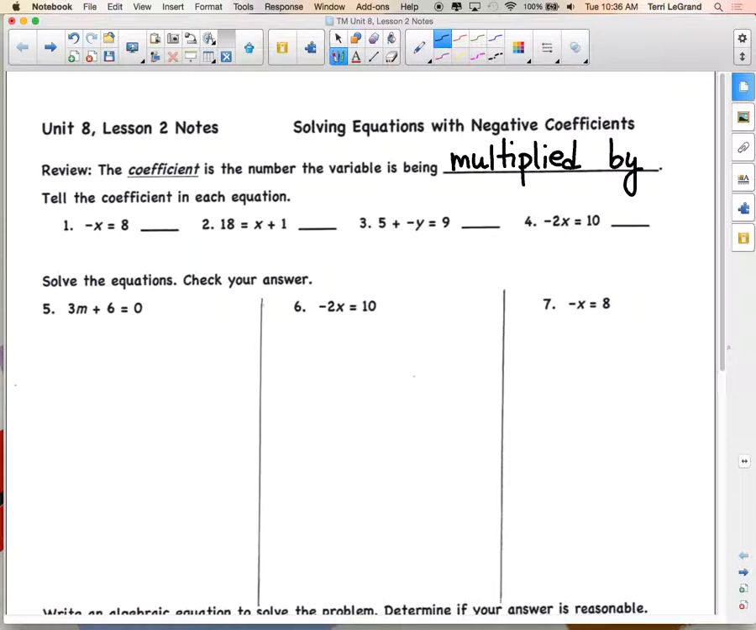So when we are looking at the variable term in an equation, that coefficient is an important piece. And so we have to be able to recognize it and say, what is that coefficient? So in the first 4 problems here, we're not going to solve these equations. We're going to tell the coefficient in each equation. So based on that definition, I would like you right now to see if you can fill in those 4 blanks. It's going to be a number, the number the variable is being multiplied by. So go ahead and fill in the blanks for 1 through 4 on your notes handout.